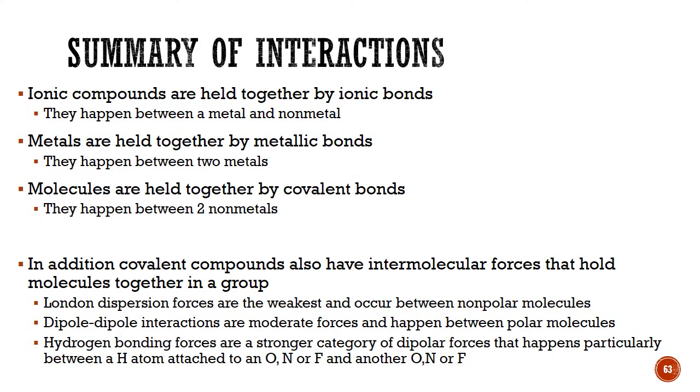All right, let's include also our ionic bonds. Ionic bonds are very strong interactions between a metal and a nonmetal. Then we can have two metals that are held together by a metallic bond. And then we have our covalent bonds, which are molecules held together between two nonmetals. In addition to our covalent compounds, we also have intermolecular forces that hold molecules together. London dispersion forces, which are the weakest, occur between nonpolar molecules. Dipole-dipole interactions are in the middle, and they happen between polar molecules.